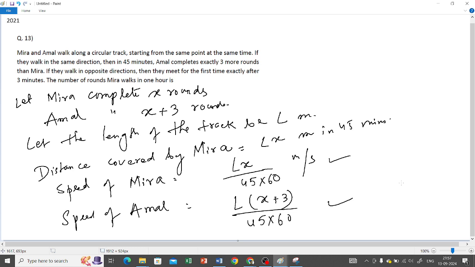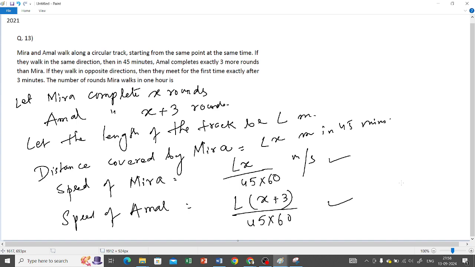Okay, let the length of the track be L meters. So the distance covered by Mira is Lx meters in 45 minutes. What is the speed of Mira? Speed of Mira is the distance covered by Mira, that is Lx, divided by the time, which is 45 into 60, meters per second.